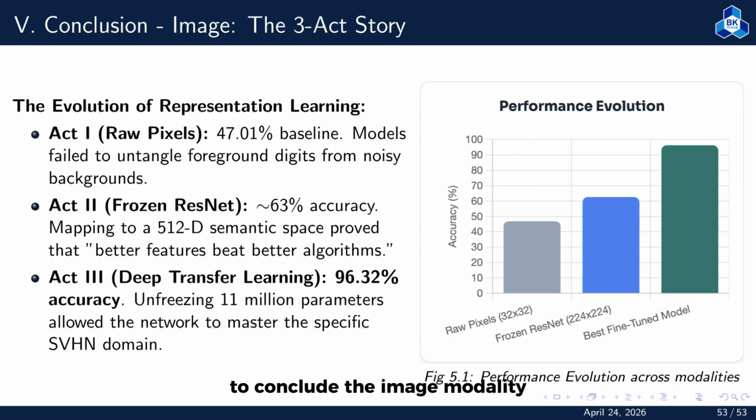To conclude the image modality, and to wrap up our entire presentation, let's look back at this 3-act story. We moved from a fragile 47.1% baseline with raw pixels, through an approximate 63% accuracy with frozen ResNet features, to a final 96.32% success through deep transfer learning. This evolution of representation learning proves a core truth in modern AI. The quality of your data representation is just as important as the model itself.